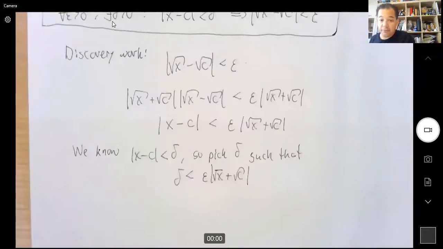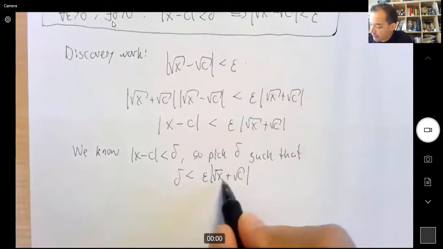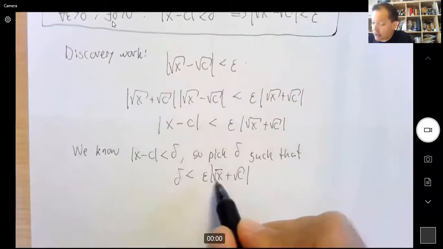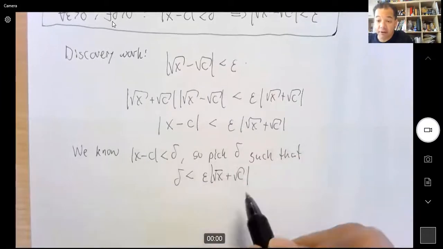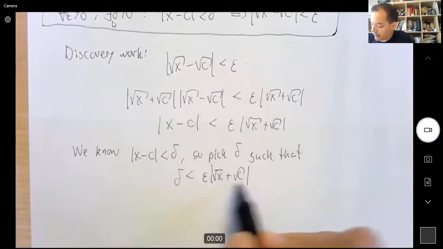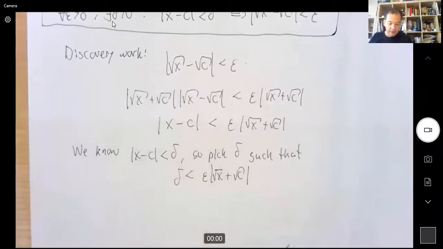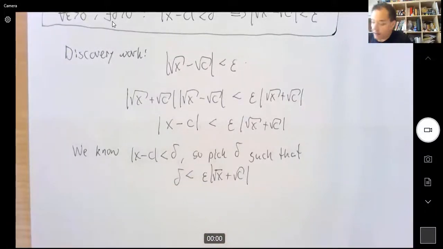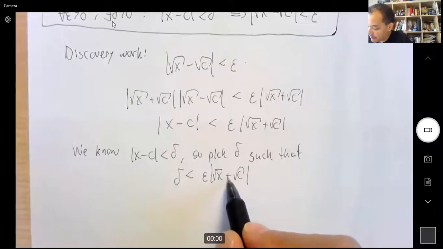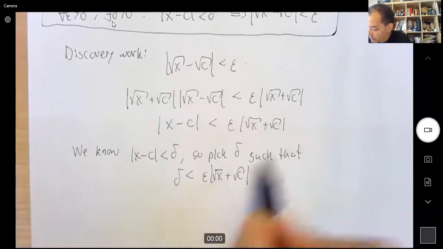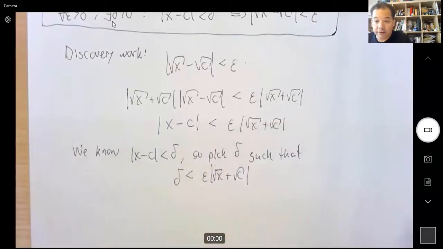Now here's a little bit of a problem: delta cannot depend on c or on x, right? So, I mean, it can depend on c. It cannot depend on x. X is a variable. See, this should happen for any x. So I cannot say pick delta equal this, right? So I need to do something else. I want this to happen because if this happens, then this one will imply the one I want, right?